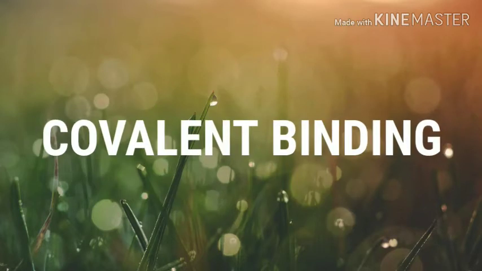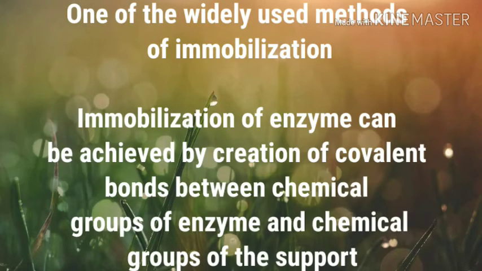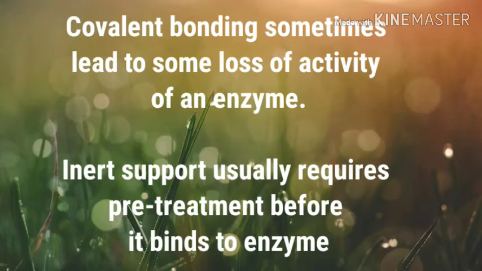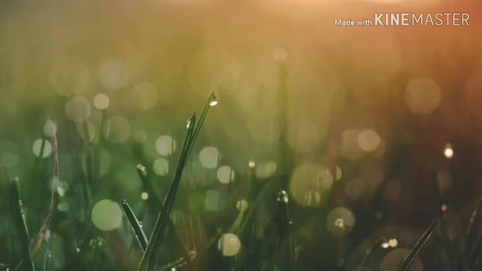Covalent binding. One of the widely used methods of immobilization. Immobilization of enzyme can be achieved by creation of covalent bonds between chemical groups of enzyme and chemical groups of the support. Covalent bonding sometimes leads to some loss of enzyme activity. Inert support usually requires pretreatment before it binds to enzyme.